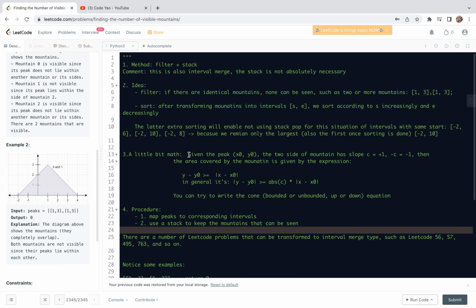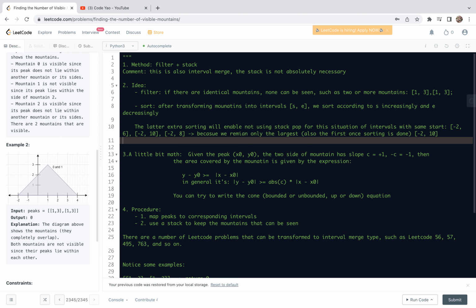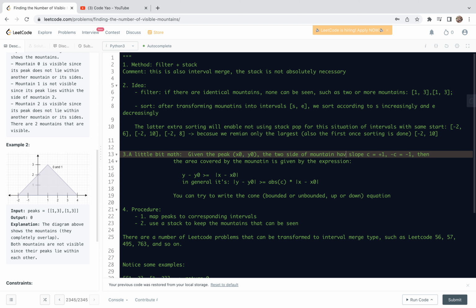So with that said, let's do a little bit of math. Just an extra: given the peak of x0, y0, the 2 sides of the mountain have slopes c equals +1 and -c equals -1. Then the area covered by the mountain is given by the expression below, that is y minus y0 greater or equal to x minus x0.